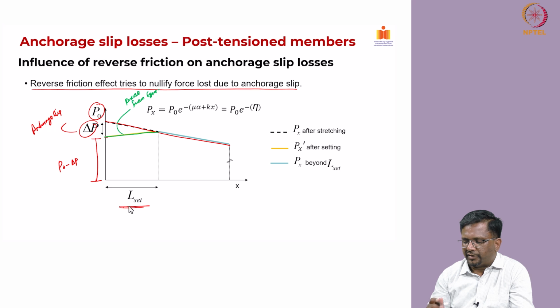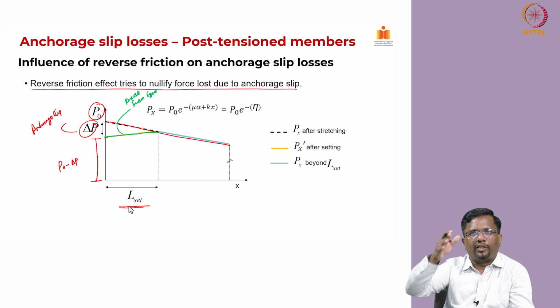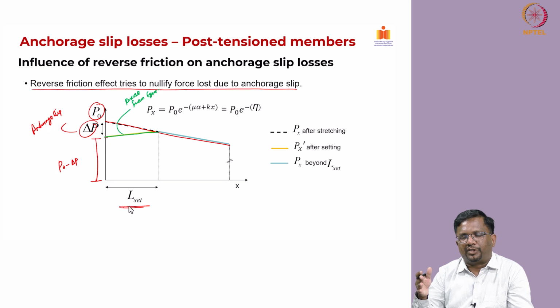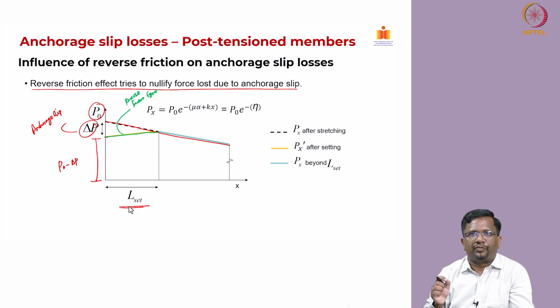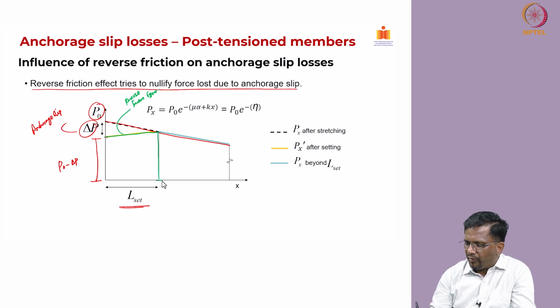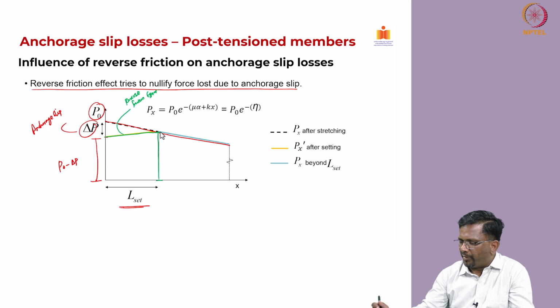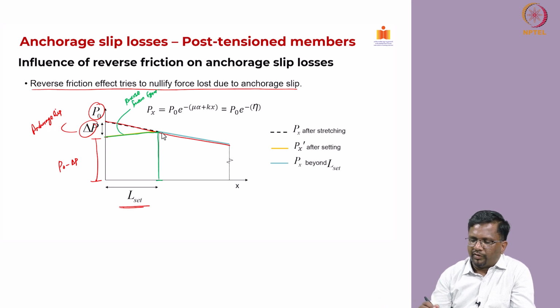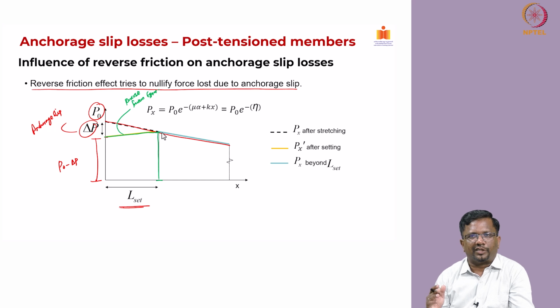Now, at a certain distance L set, the force recovery that is happening due to reverse friction and the overall pre-stressing loss that is happening because of the friction from curvature and wobble effect will reach the same value. That means, at a distance L set, if you see Px prime after set, both of them will be the same. So, at a distance x equal to the setting length, the force regained due to reverse friction and the overall force loss because of the curvature and wobble effect reach the same value.